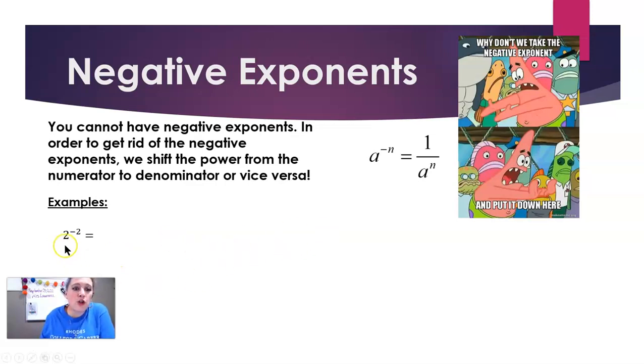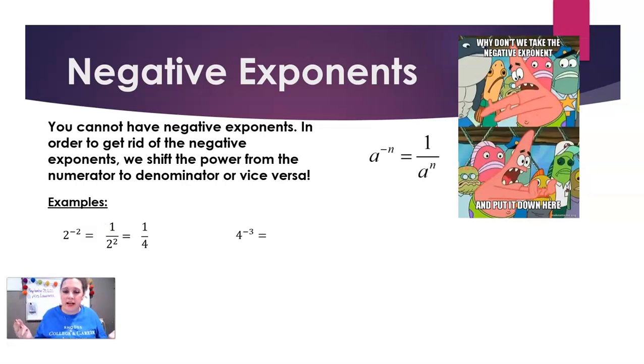And if we have 2 to the negative second power, again, just like Patrick said, we're going to take that and put it at the bottom. So it becomes 1 over 2 to the second power. And I can simplify 2 to the second power, because it's just 4. So it would be 1 over 4.